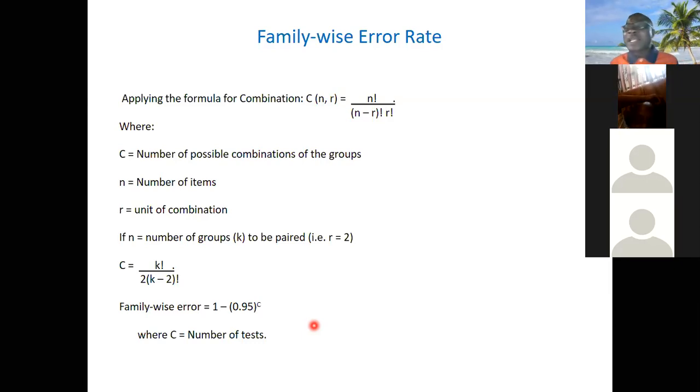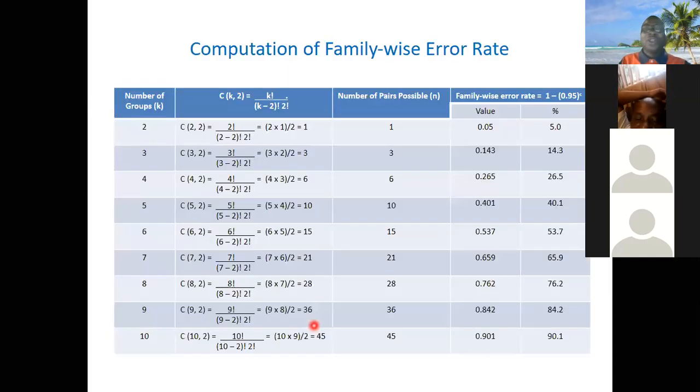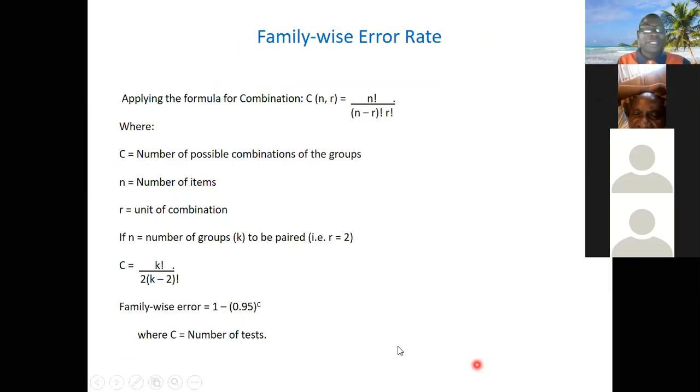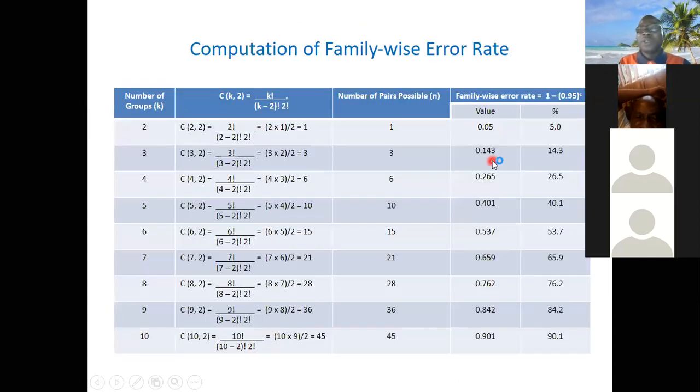So if you now carry out 3 tests, multiply 0.95 times 0.95 times 0.95. It will give you a value, and when you subtract it from 1, it gives you 0.143. Look at this table. Can you see? The probability of you making that type 1 error is about 14% instead of 5%.